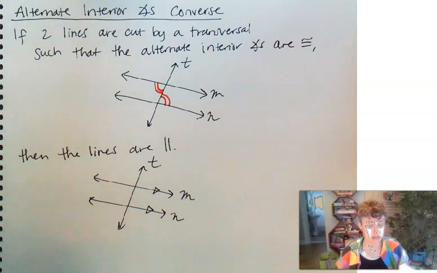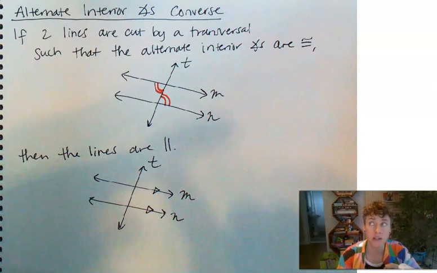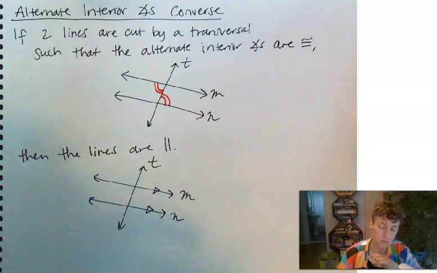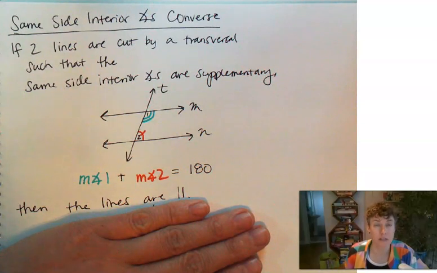Okay, so far we've said if the lines are cut by a transversal such that the corresponding angles are congruent, the alternate exterior angles are congruent, the alternate interior angles are congruent. If one of those three things are true, then we know the lines are parallel. We have one more to talk about. This is our last one. It's slightly different. It's the same side interior angles converse.